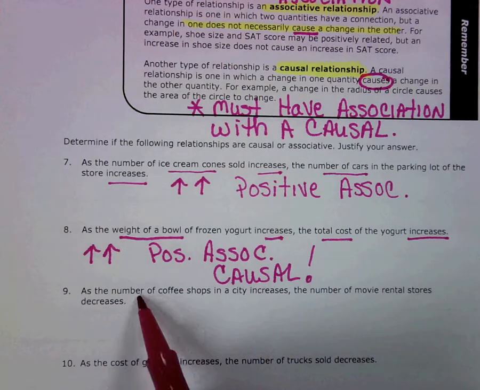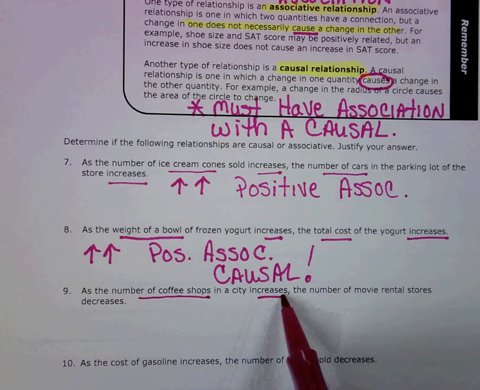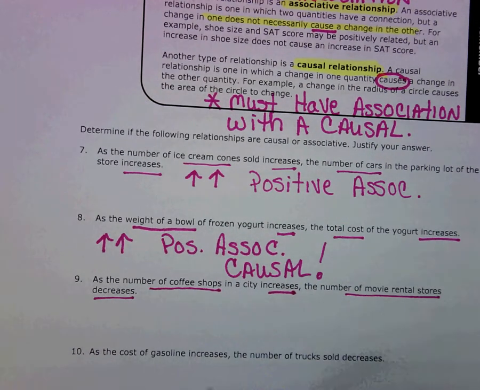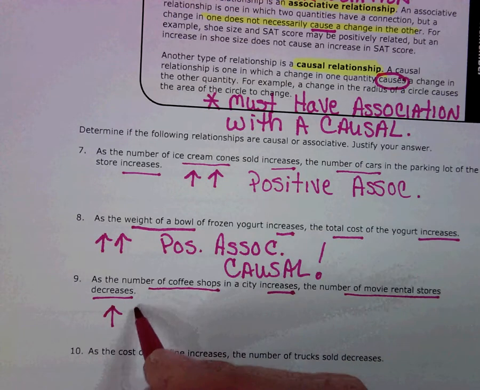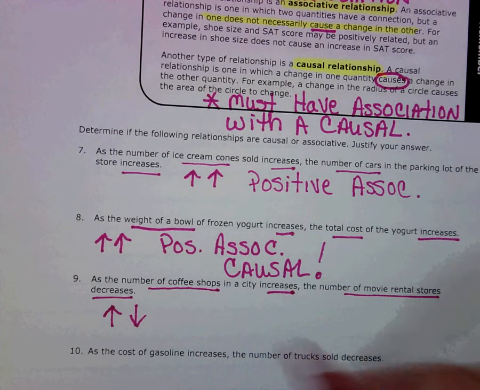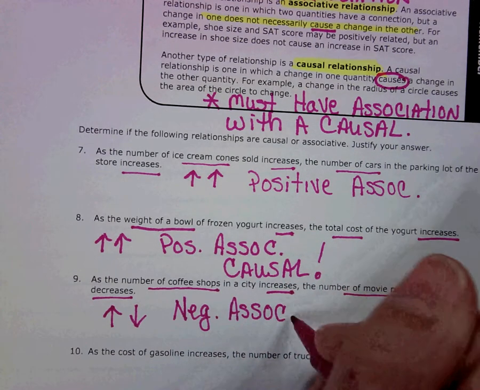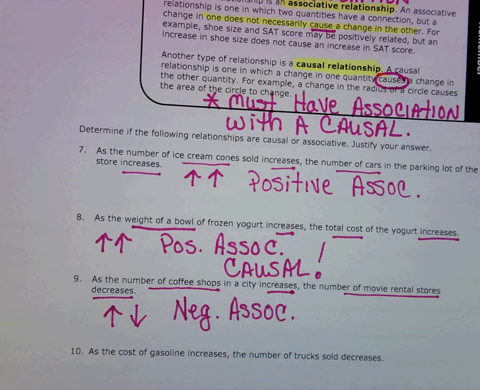Okay, the next one, as the number of coffee shops in a city increases, the number of movie rental stores decreases. One thing is increasing, the other is decreasing. If we were to draw a scatter plot, we would see that this is a negative association. But does the number of coffee shops cause there to be fewer movie rental stores? No, not really. Now, the coffee shops could be taking up more space, and we can look at factors about that. But it really has nothing to do with it. So there's no causal relationship.